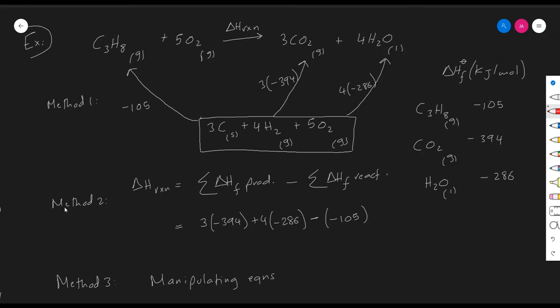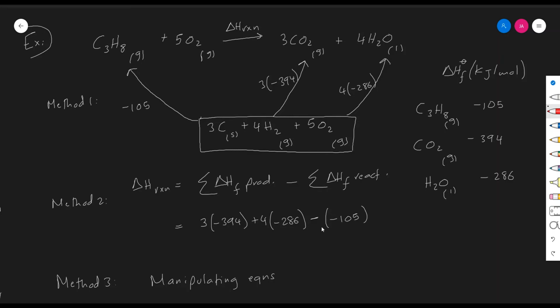Or using method 2, which is the general mathematical equation when given enthalpy change of formation values, this would be the sum of the enthalpy change of formation of products subtracted from the sum of the enthalpy change of formation of reactants, which is the same as adding these two arrows here and subtracting them from this arrow here, which produces 3 moles of, 3 multiplied by negative 394, which is this arrow here, the products, plus 4 multiplied by negative 286 with no changes, subtracted from negative 105, which would convert this to a positive 105.